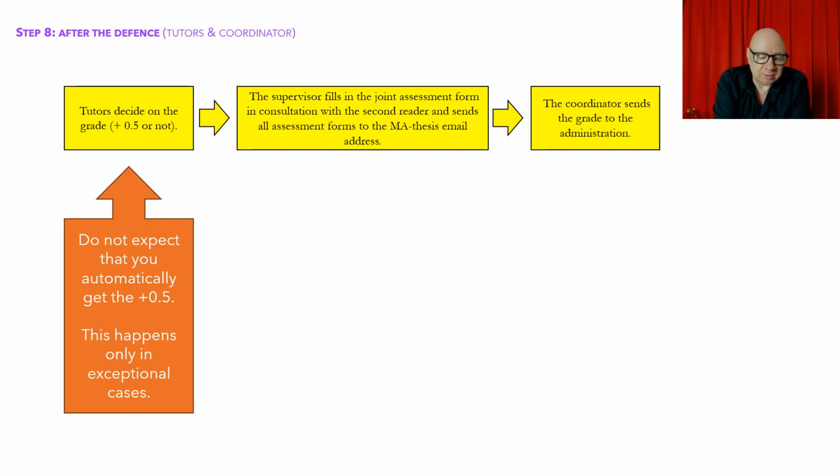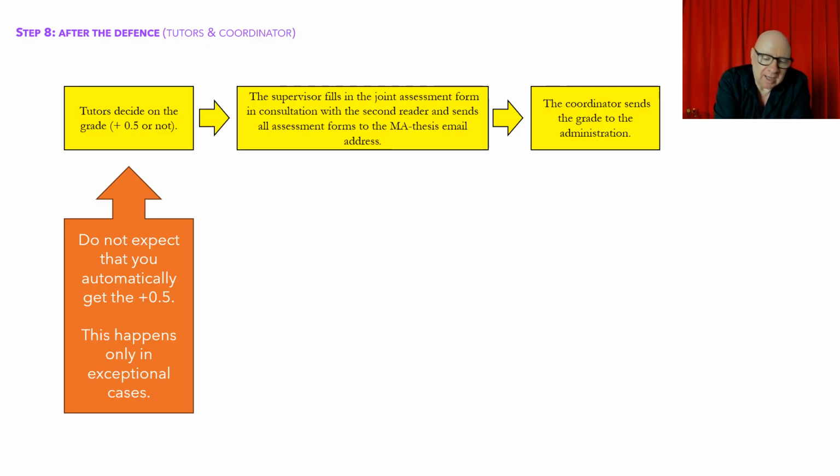Do not automatically expect that you get this 0.5 extra point. It only happens in exceptional cases. These days it looks like students are already counting on getting this half point extra. Don't do that. It is really for exceptional cases only.